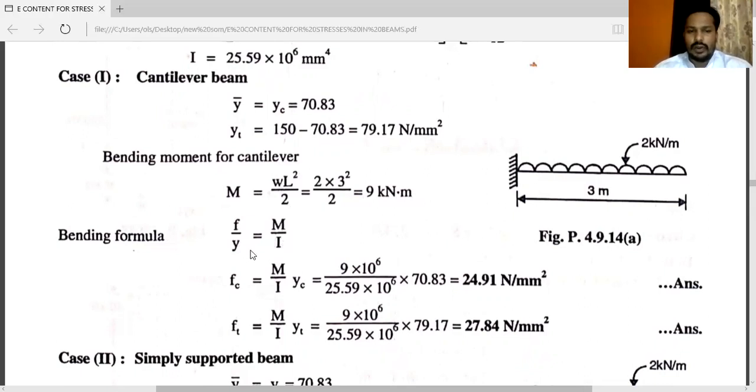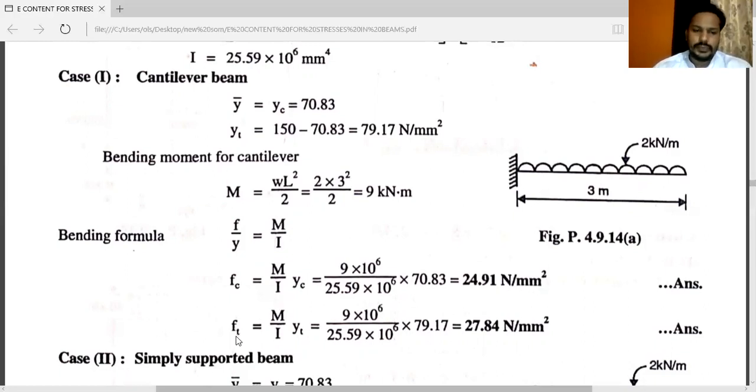Here we have the value of FC and YC. See, we have to calculate value of FC. We have the value of YC, M and I. So stress in compression, that is FC, is equal to, sometimes instead of F they are using sigma, so it will be sigma C, or you can say FC is equal to M by I into Y by YC. So we have the value of YC. Here you will get compressive stress, that is 24.91 Newton per mm square.